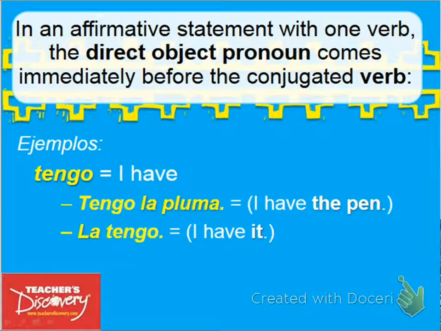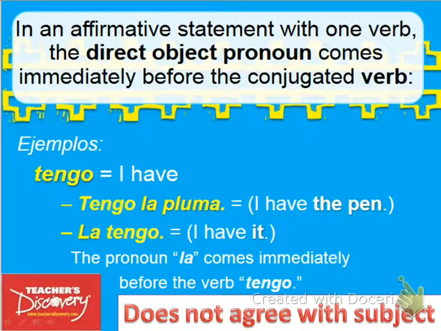Now you might be saying to yourself, these words are exactly the same. But what is this la in front of pluma? The. This la in front of tengo is what you took away and replaced, put it before the verb: I have it. Okay, it referring to the pen. The pronoun la comes immediately before the verb tengo, if it's one verb, and it has nothing to do with your subject. If it had something to do with the subject, then I would know that this would have to do with the yo form, and it doesn't. La has to do with pen that was replaced.